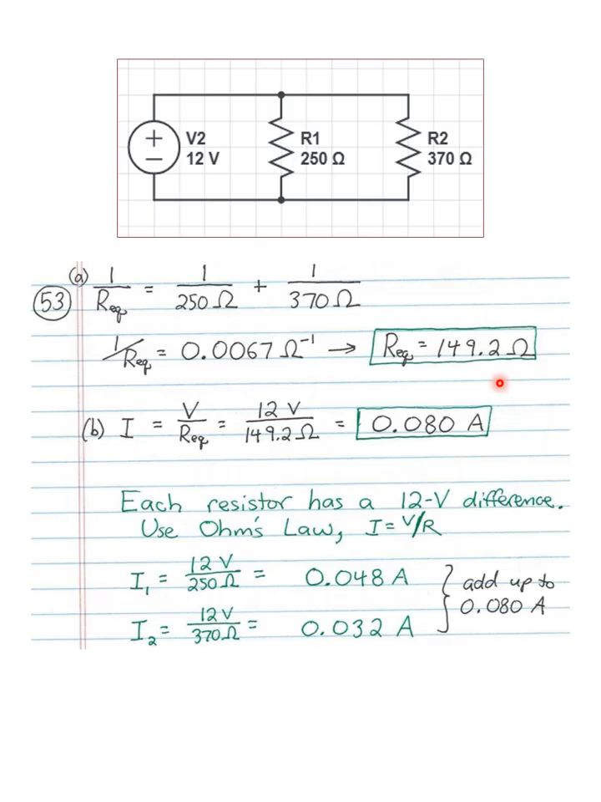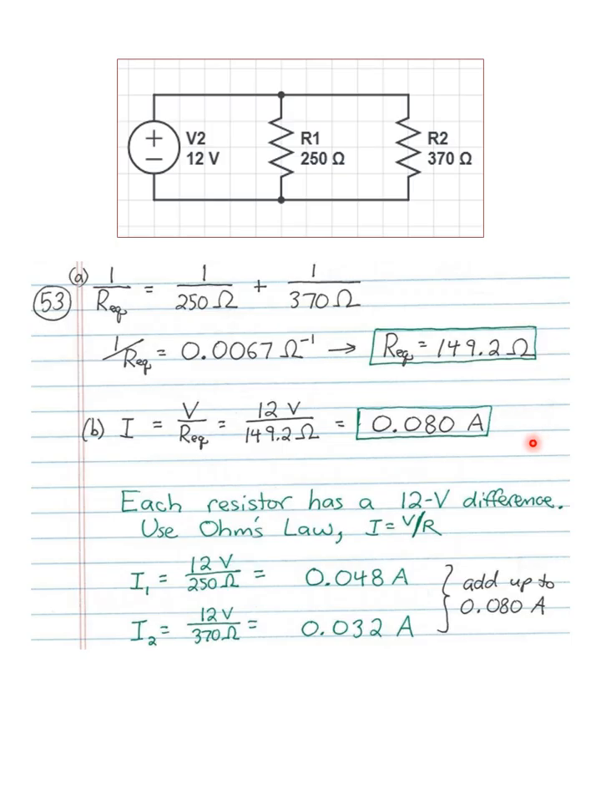Okay, now that we know that, let's find the current. And with this equivalent resistance, you can imagine it's like in the circuit pulling out both of these resistors and replacing them with a single 149.2 ohm resistor. So now we're going to use Ohm's law, voltage over that equivalent resistance, and we get 0.080 amperes. That's the current supplied by the battery.